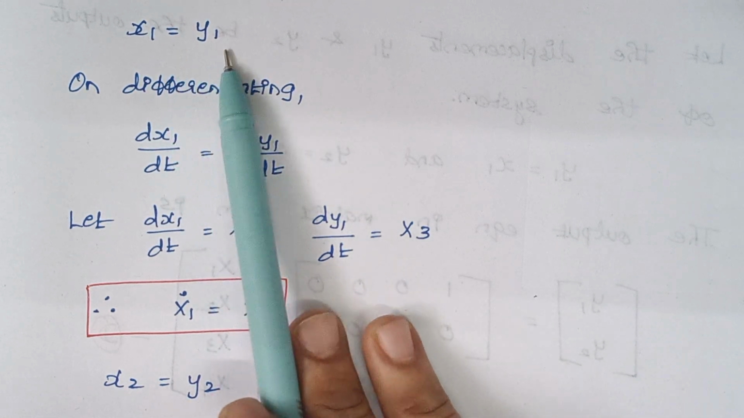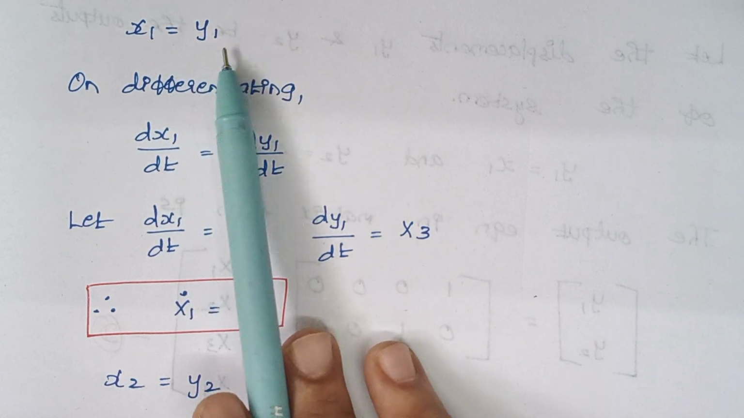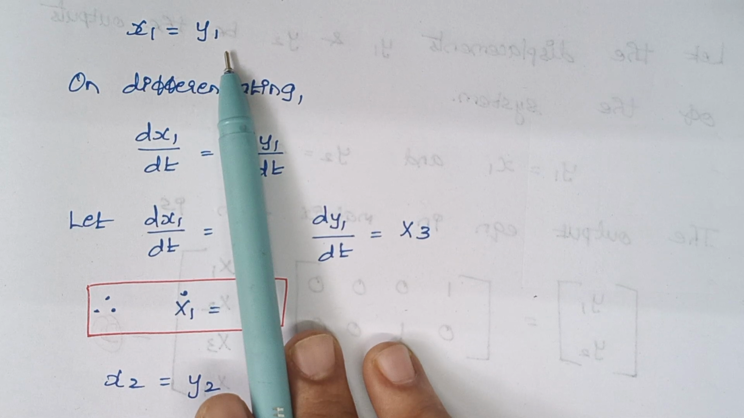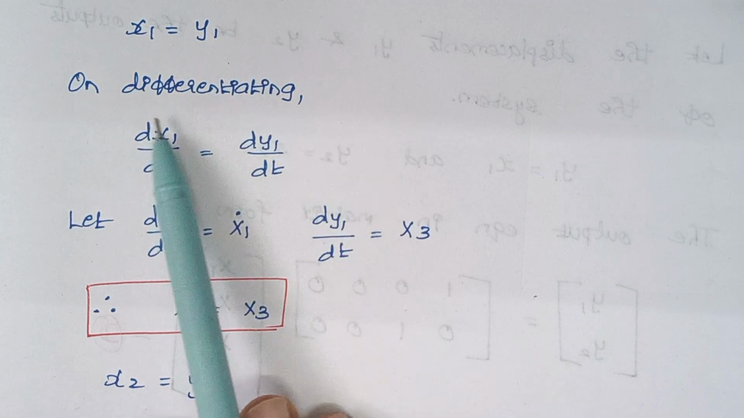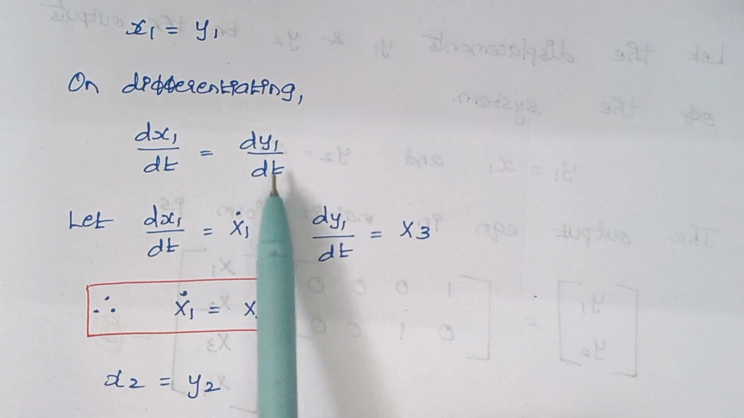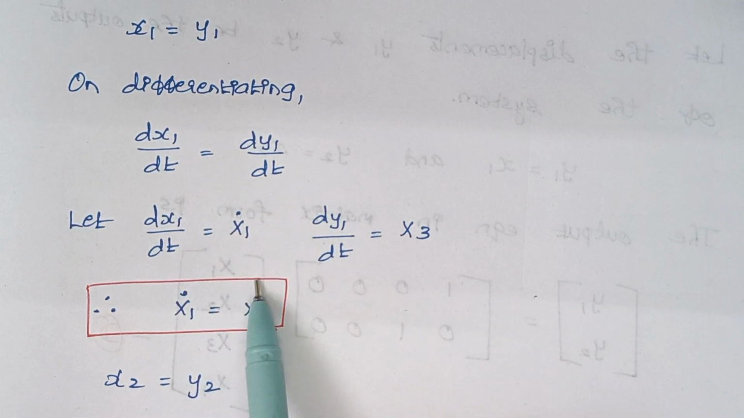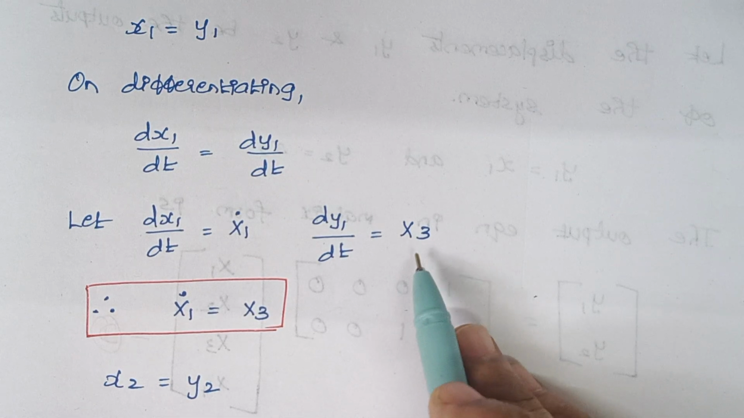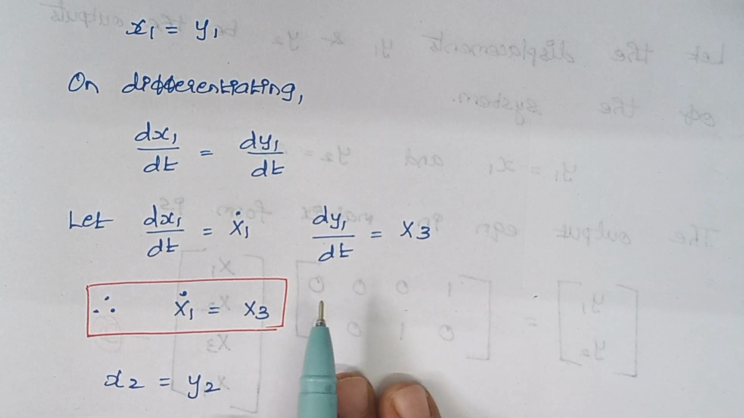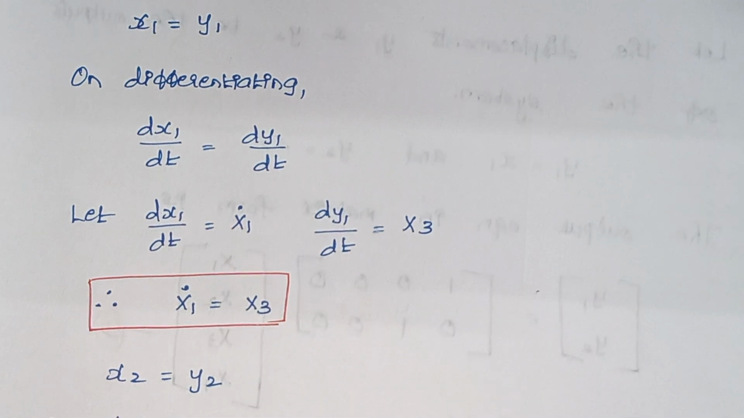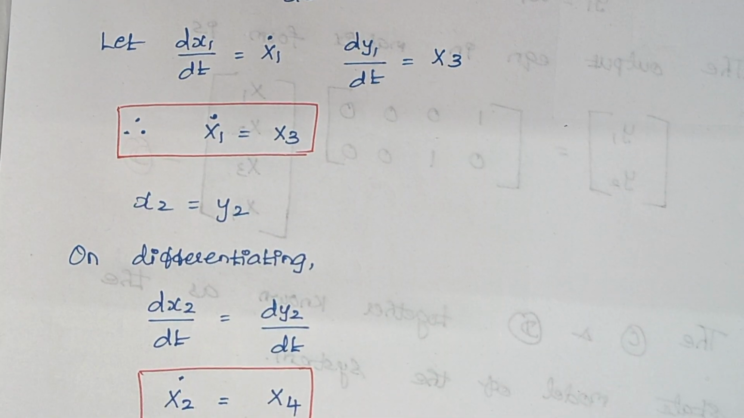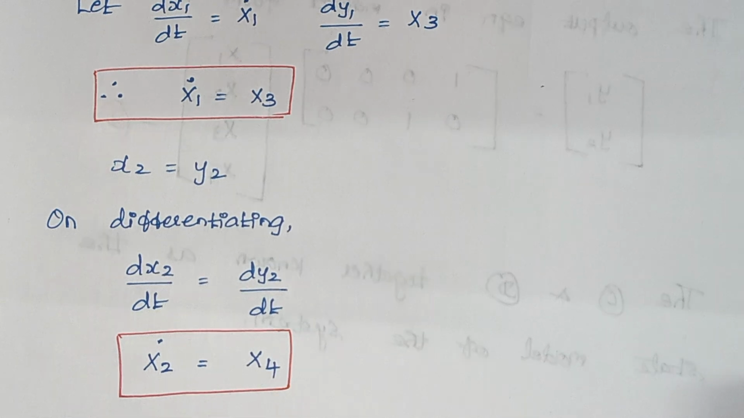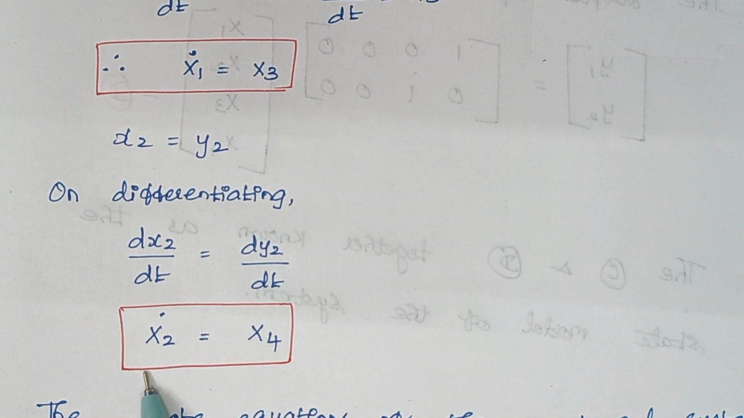We have taken this expression in state variable, that is x1 is equal to y1. So we need x1 dot, right? So we are differentiating with respect to dt. So when you differentiate, this dx1 by dt is nothing but x1 dot and dy1 by dt is x3, right? We already have this expression. So just substitute here and finally we are having x1 dot equal to x3. Likewise again x2 is equal to y2. So again differentiate and finally we are having an expression as x2 dot is equal to x4 here, right?